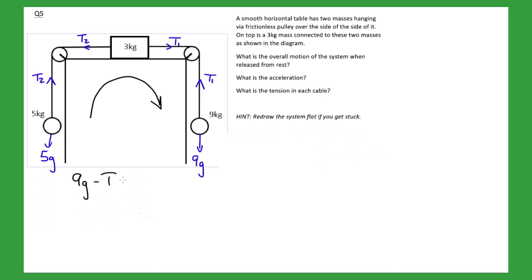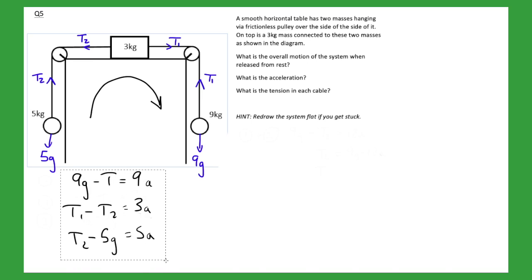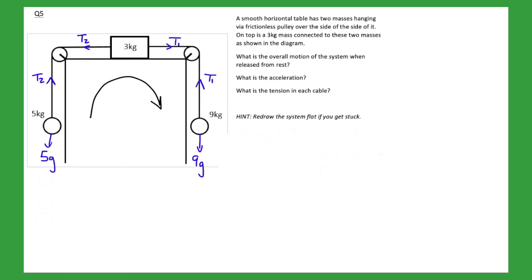To do that, you'd do something like 9g minus T equals 9a. The next one you'd write T1 minus T2 equals 3a. And the third one you do T2 minus 5g equals 5a. Now that's great, but that gives you a kind of simultaneous equation with three particles. It's doable that way, and if you have done it that way, that's absolutely fine, no problem. You will get the same answer as what I'm going to do, but hopefully I'm going to be able to describe this to you with a simpler method.